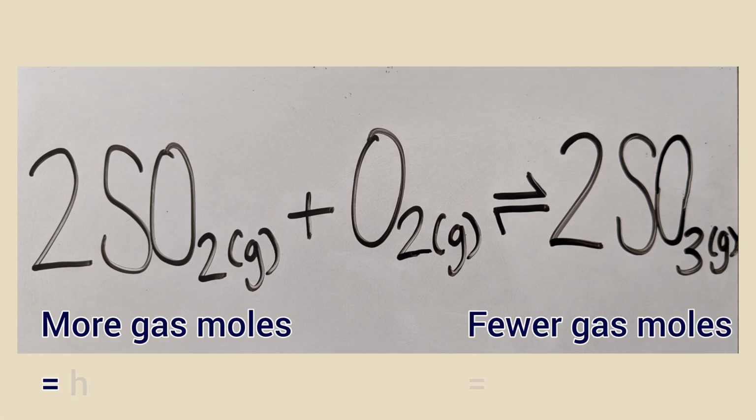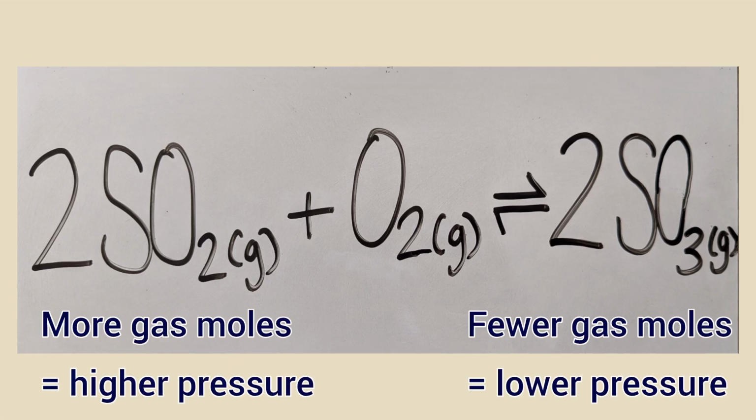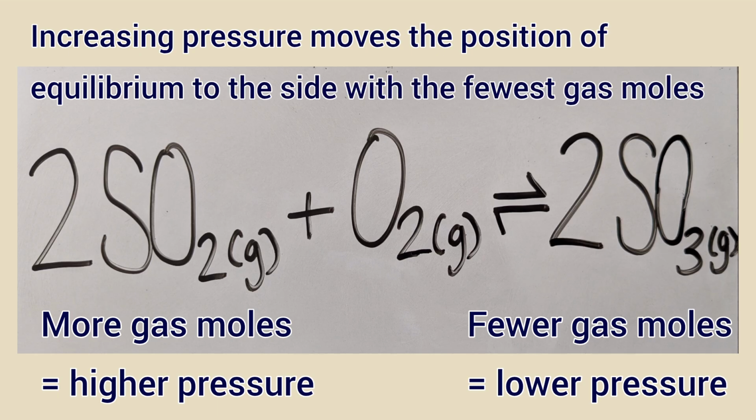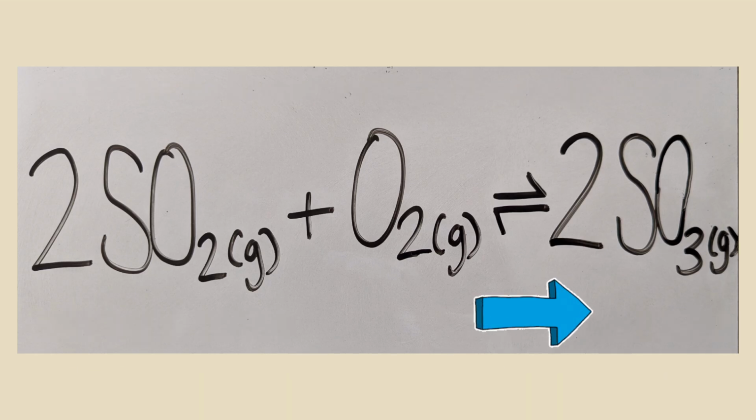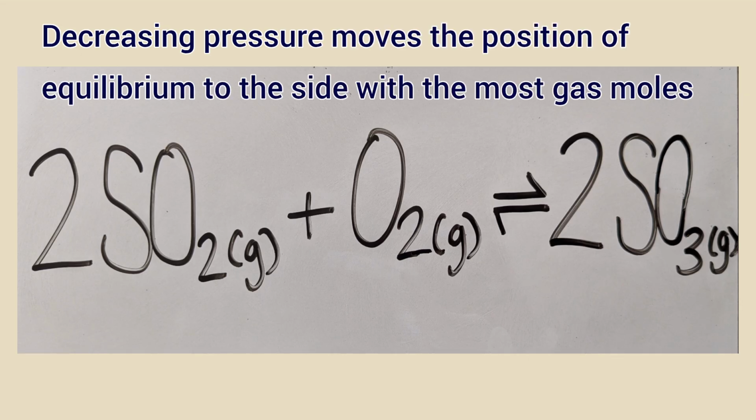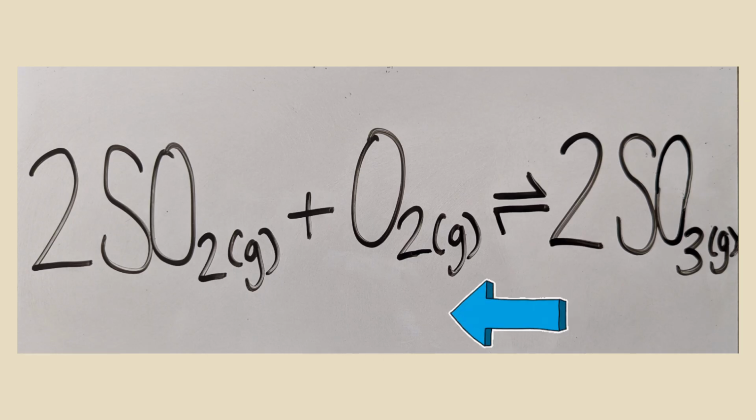The pressure is highest on the side with the most gas moles. If we were to increase the pressure, the equilibrium would move to the side with the fewest gas moles. This would reduce the pressure, thereby minimizing the effect of the change. In this example, the reaction would move towards the right-hand side, the products. Whereas if we decrease the pressure, the equilibrium moves to the side with the most gas moles. In this example, it will move to the left, the reactant side.